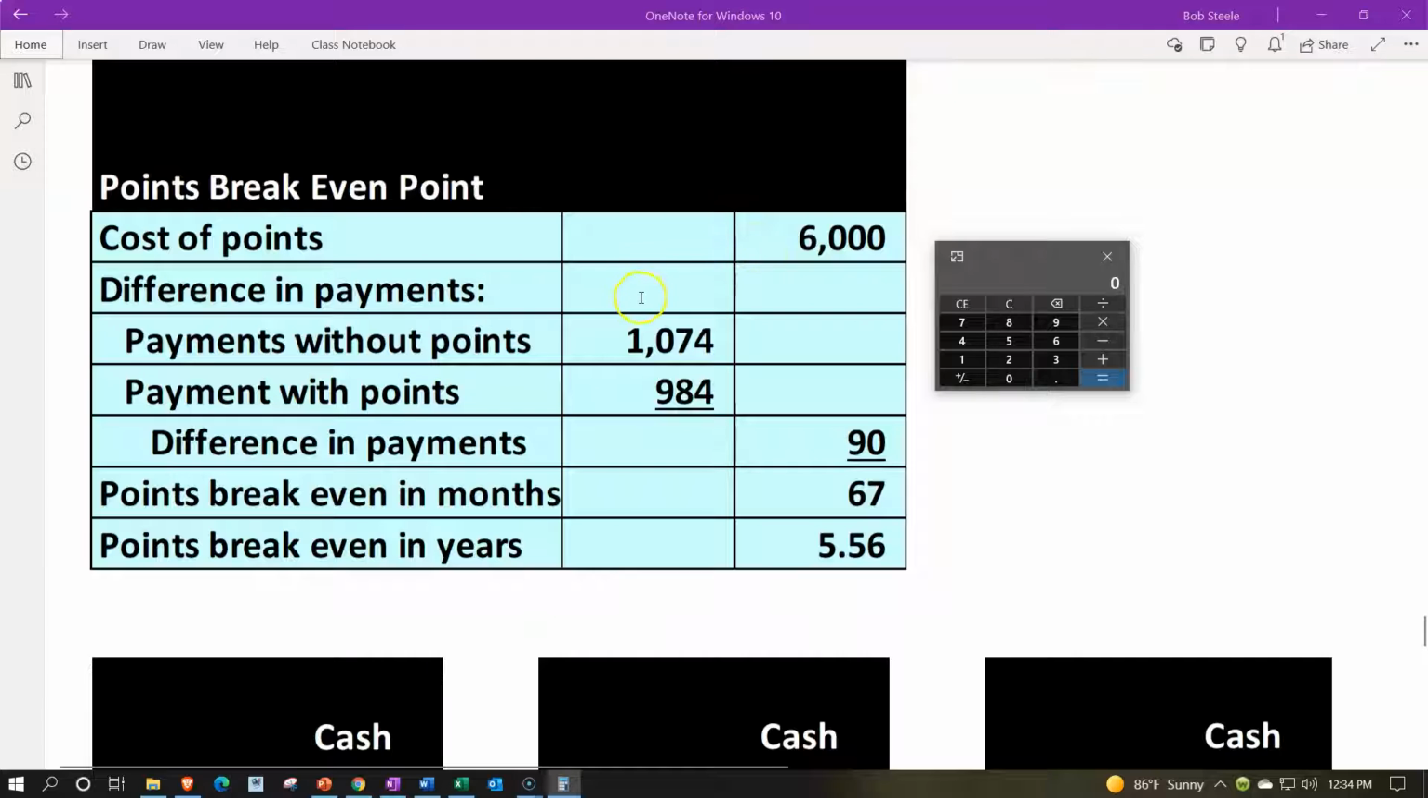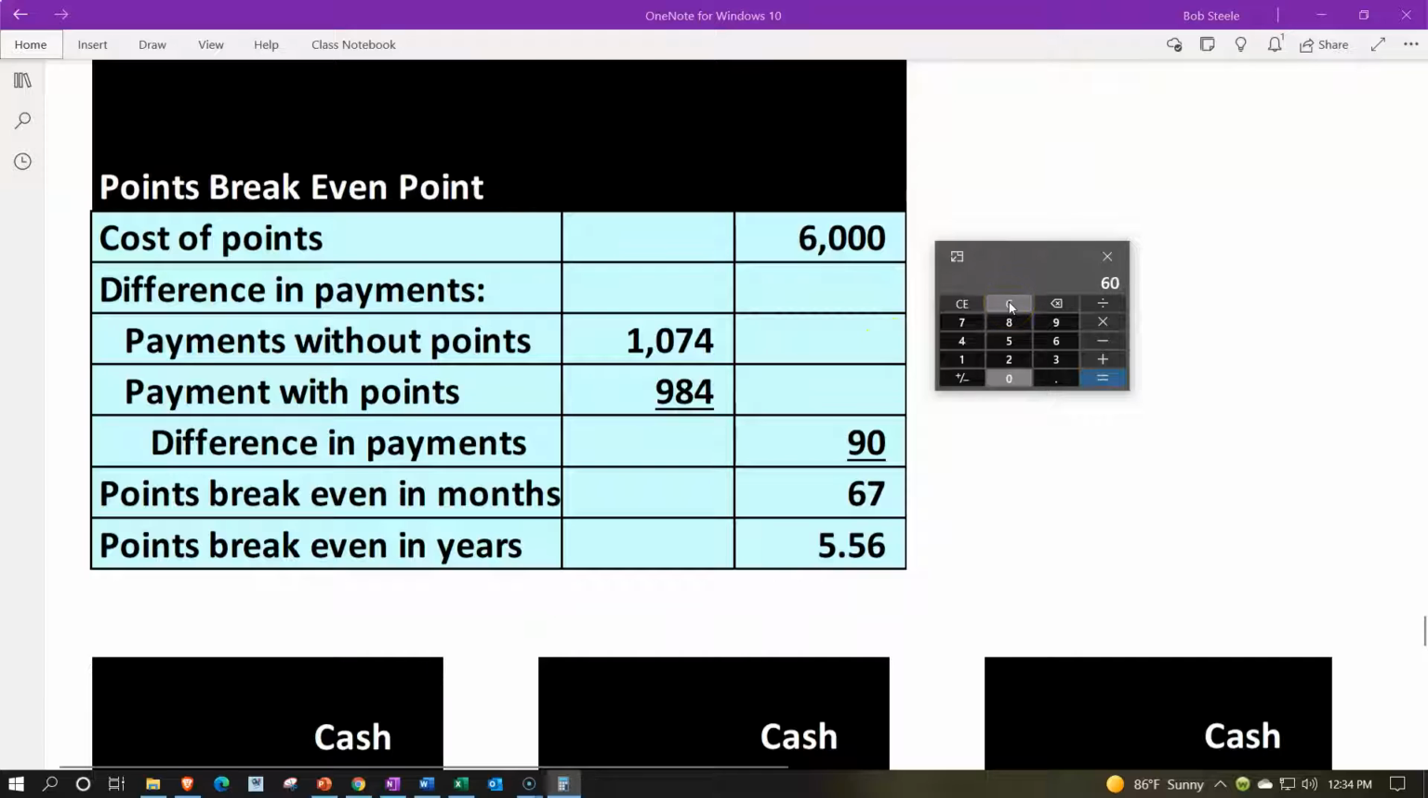The payment without the points, if we didn't pay down the rate, would be $1,074. If we pay for the points, pay the $6,000, and pay down the rate, which results in a lower payment, it's $984. About, these numbers are rounded. So if we take the difference between those, we've got a difference per payment of $90.